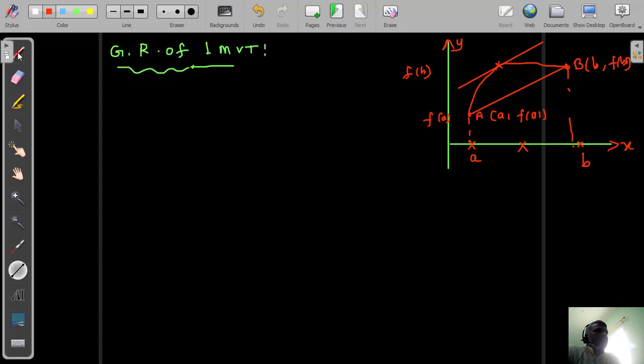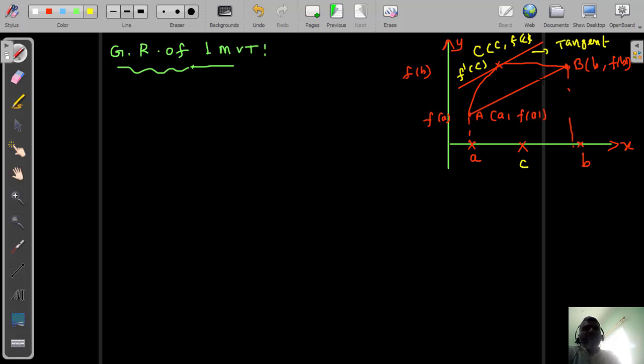Okay, the next step: if you observe here, the coordinates of this point C, capital C, small c comma f of c. So this is our tangent line at the point c comma f of c, or you can say simply f dash of c. If you observe from the figure, f dash of c means the slope of the tangent line at c.